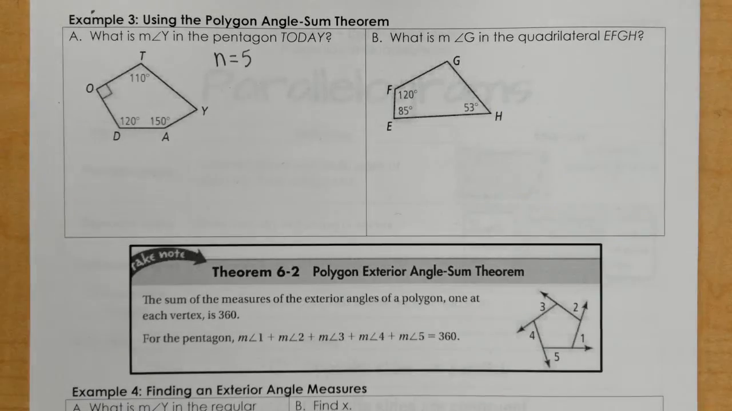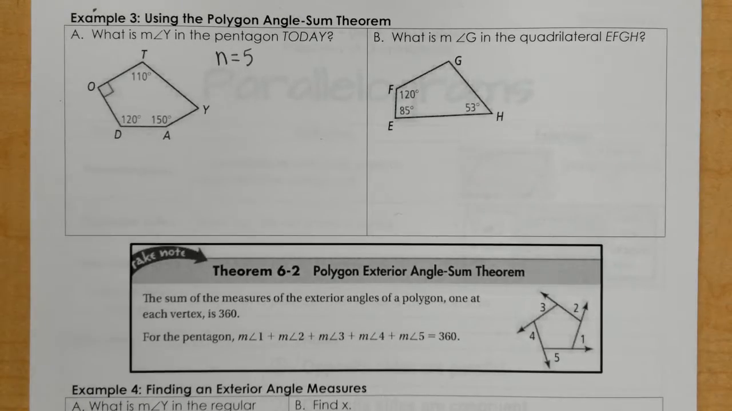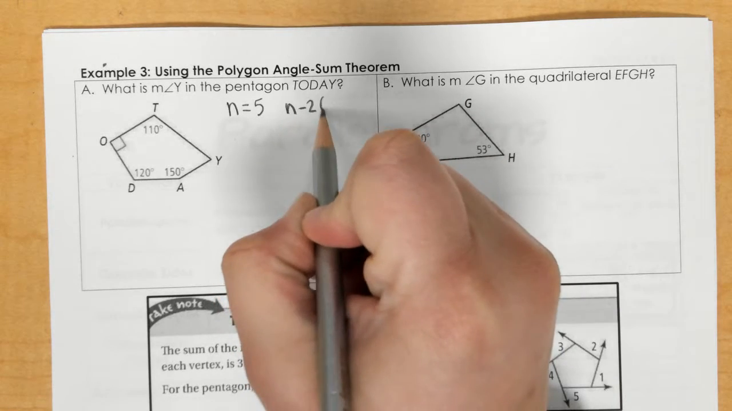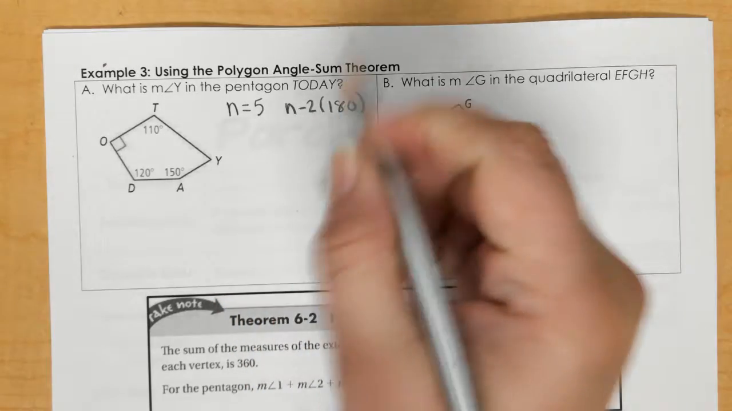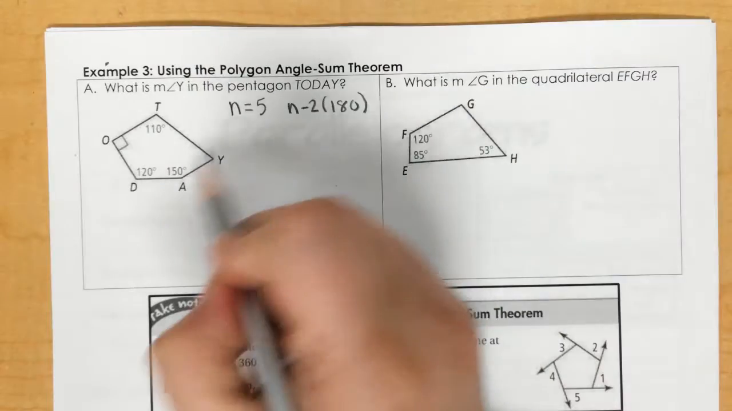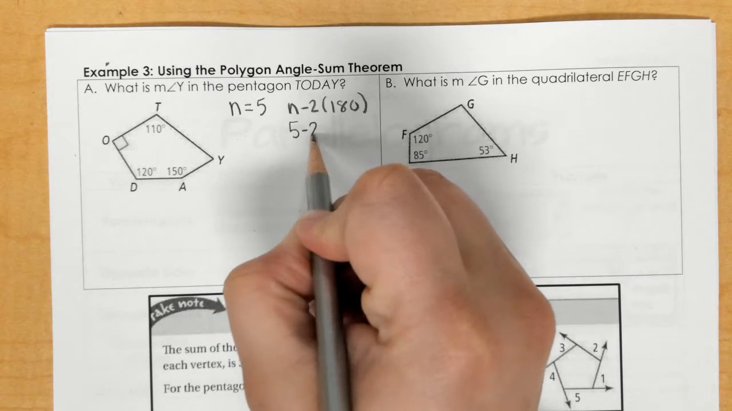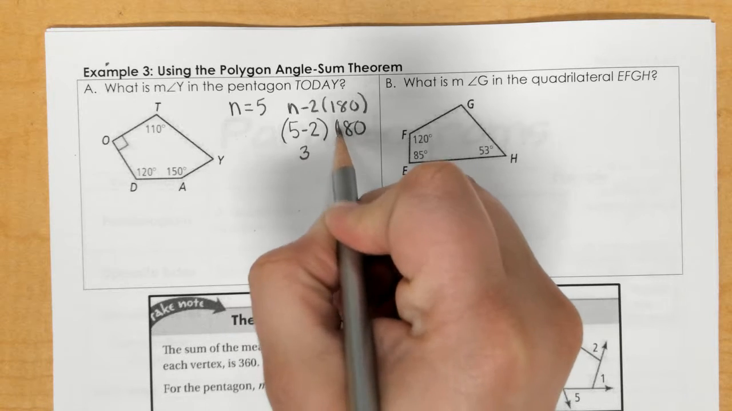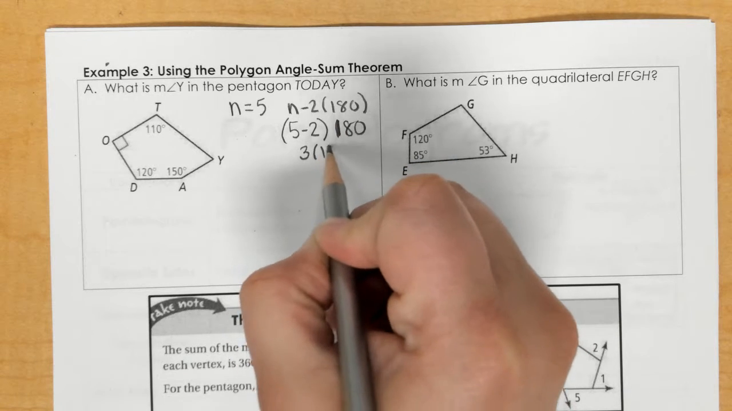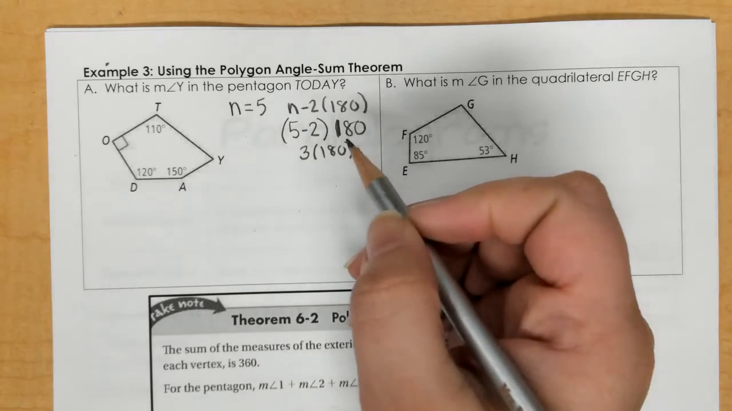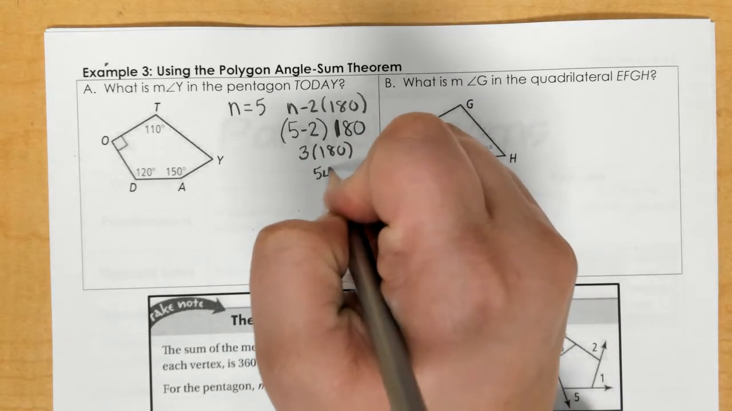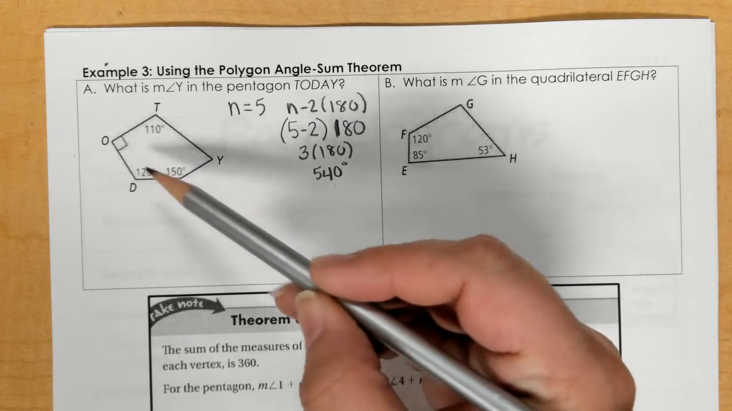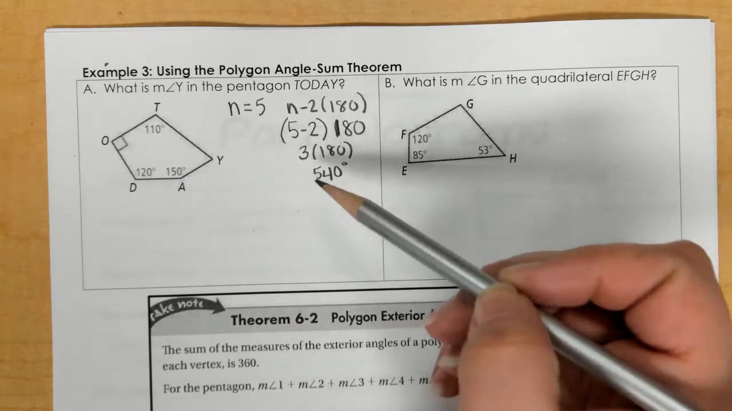Okay, so we would do n minus 2 times the 180, and then we can plug n in as 5, and we get 3 times 180. And 3 times 180 is 540 degrees. So the idea is that all of these angles would add up and they would equal 540.